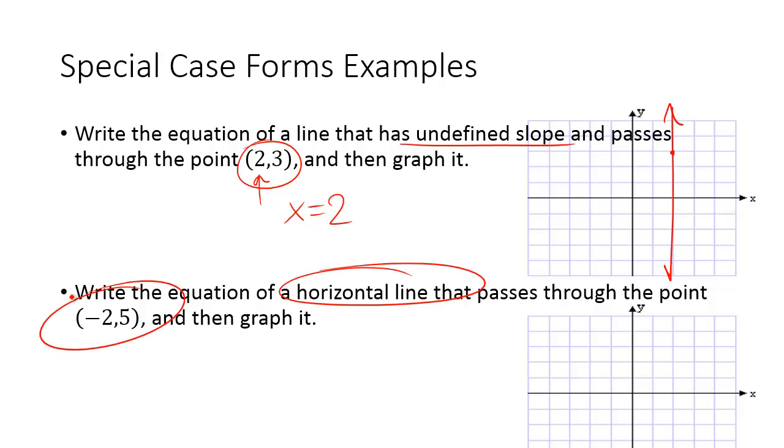Horizontal line through negative 2, 5. What about it? Stays at 5. The y stays at 5. So those are just some ambiguous examples. Sometimes you don't use any of those forms that we talked about, those 3 forms. You don't need them if you have a horizontal or vertical. You just go with that knowledge.